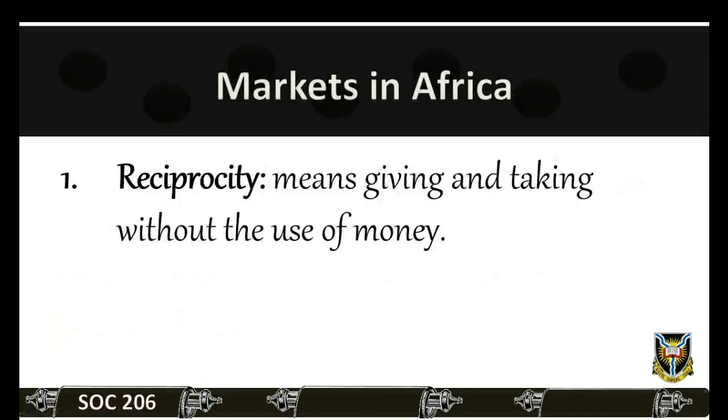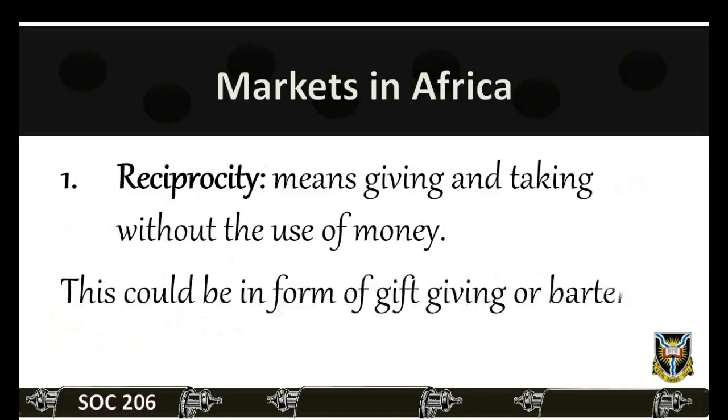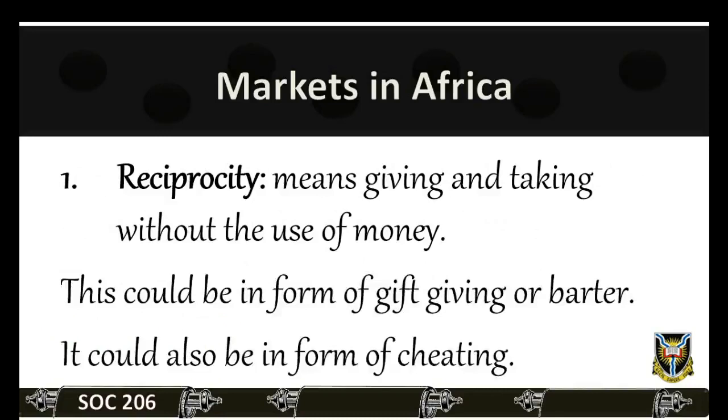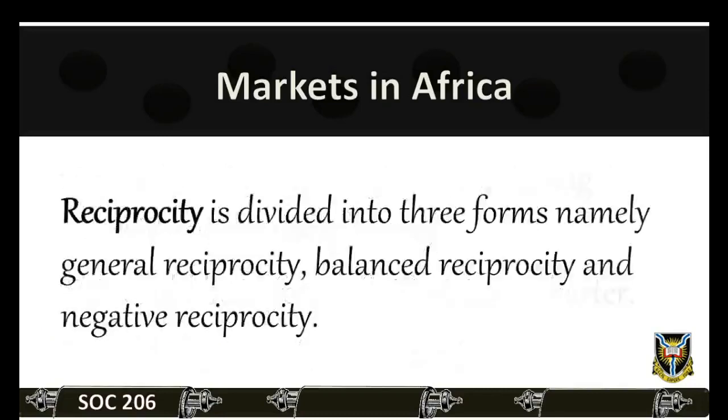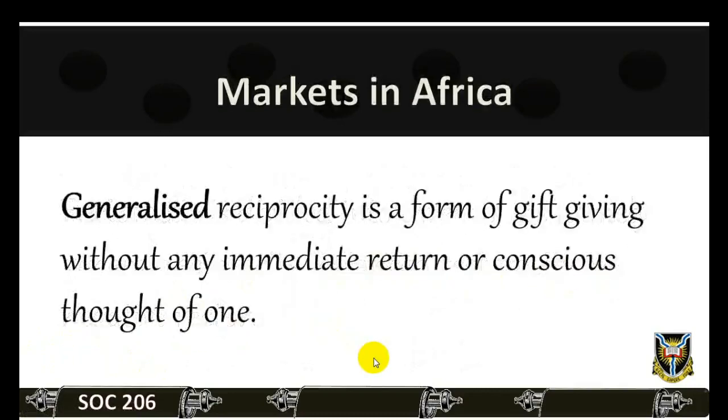Reciprocity means giving and taking without the use of money. This could be in the form of gift giving, or barter. It could also be in the form of cheating. Reciprocity is divided into three forms, namely generalized reciprocity, balanced reciprocity, and negative reciprocity.